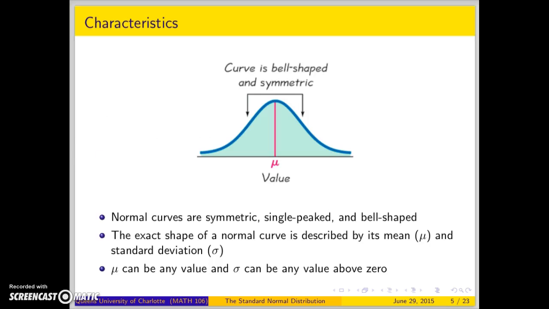So here's the graph of a normal distribution. It follows a bell shape like we discussed in the previous lectures. It is symmetric and it has just one peak, not bimodal. Every normal distribution is described by its mean, which is denoted as mu, and its standard deviation, which is denoted by sigma. Mu can be any value at all, negative or positive, but sigma can be any value above 0, so any value greater than 0.